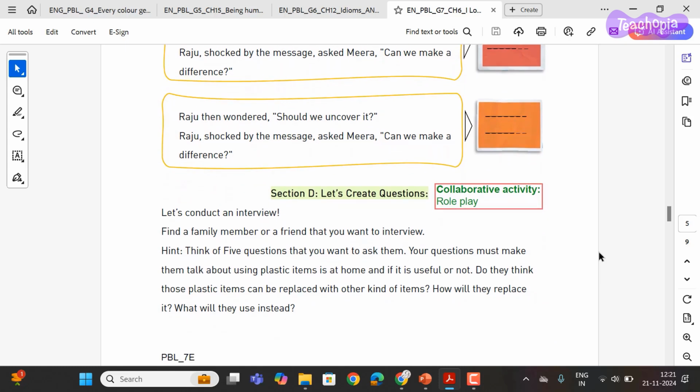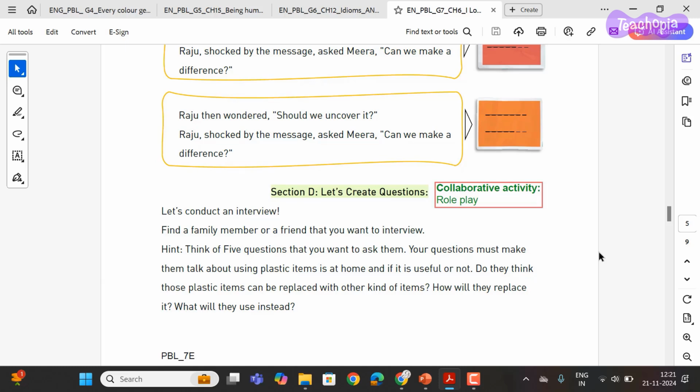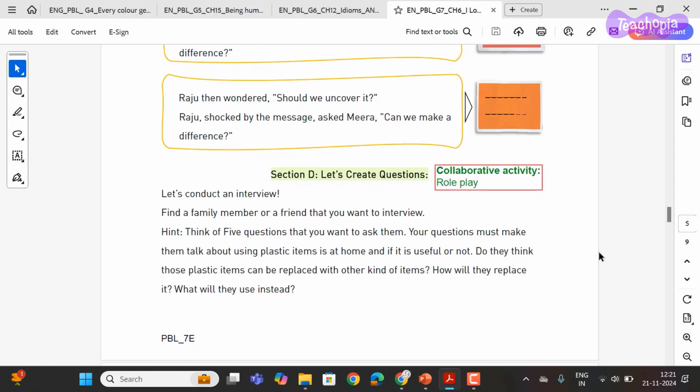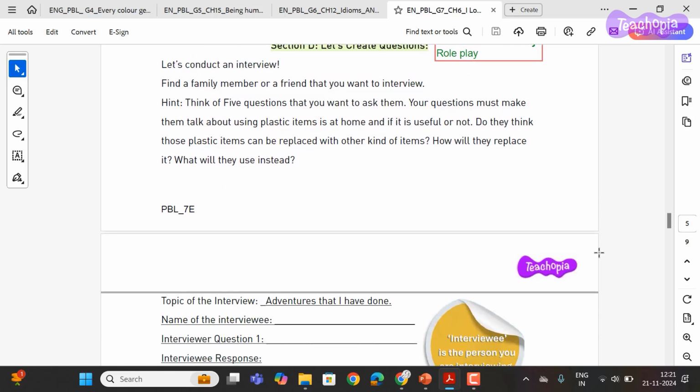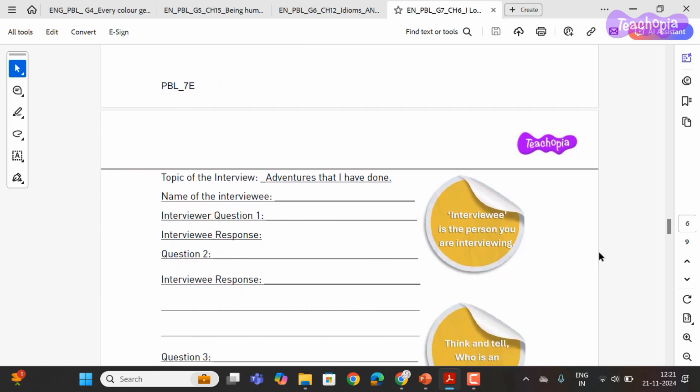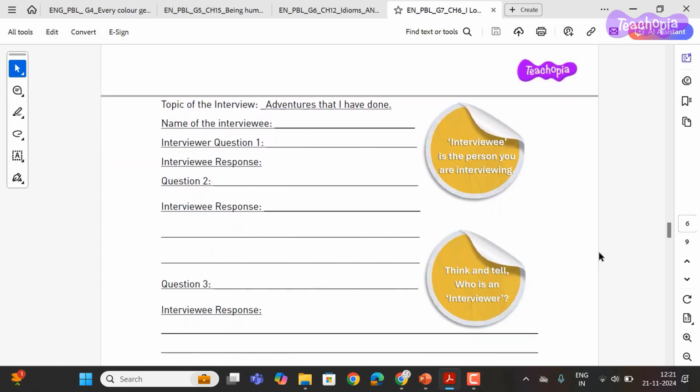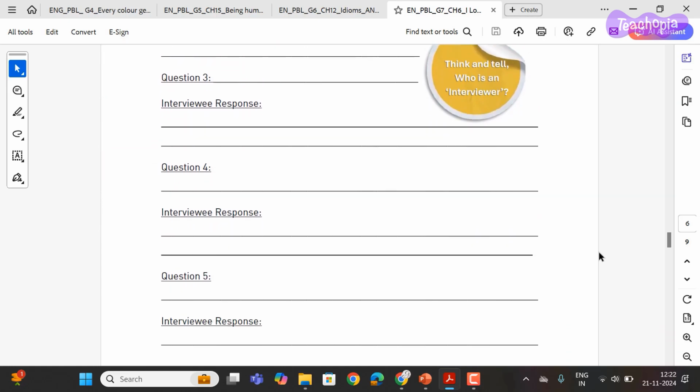The next collaborative activity is a role play, which is titled Let's Create Questions. So what the learner is expected to do is conduct an interview. They need to find a family friend or a member of the family and ask them 5 questions and make them talk about using plastic items at home and if it is useful or not. The following is the format that can be used when the person is interviewing his family member or friend.